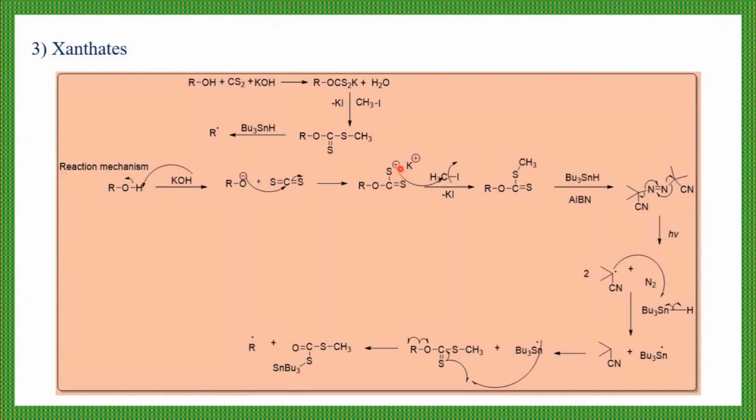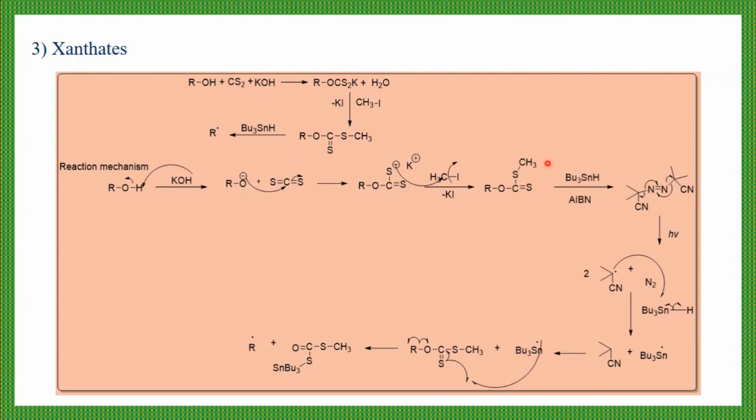That S minus acts as a nucleophile because it has a negative charge. So it reacts with your methyl iodide. The carbon is an electrophilic carbon, so this nucleophile will react with this electrophilic carbon and replace the iodine, and this iodide I minus reacts with your K to form potassium iodide as a byproduct. This sulfur forms a bond with this CH3, so RO-C double bond S-CH3. So now this is your xanthate.